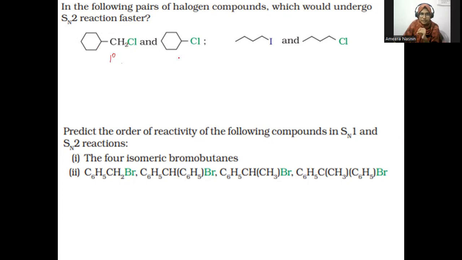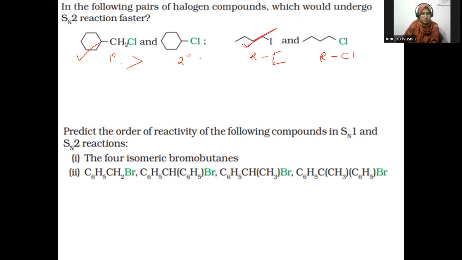Here, this is a primary halide, while this is a secondary halide. We know that the primary halide reacts faster in the case of SN2 reaction. So this one will undergo SN2 reaction faster. In the other pair, the first one is RI and the second one is RCl. We just saw that it is easier to break the C-I bond, so RI will undergo reaction faster. Whether it is SN1 or SN2, this one will be more reactive.